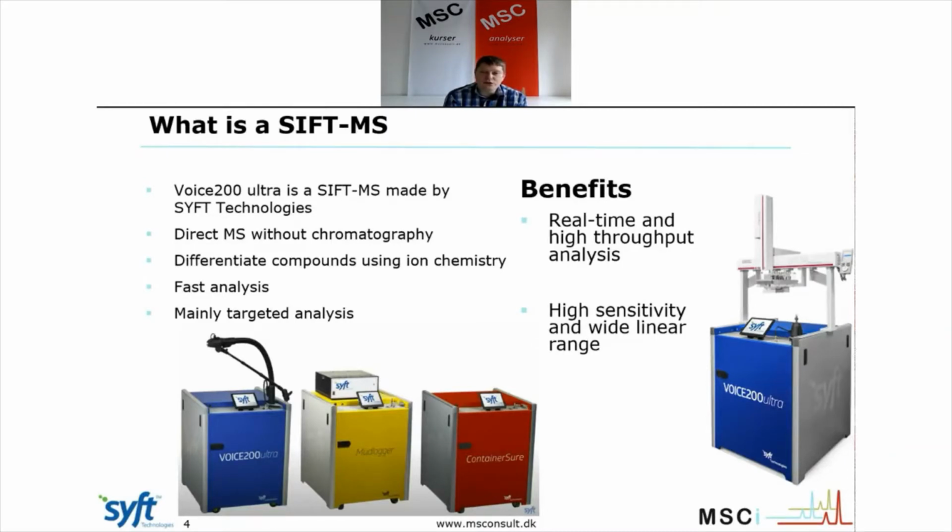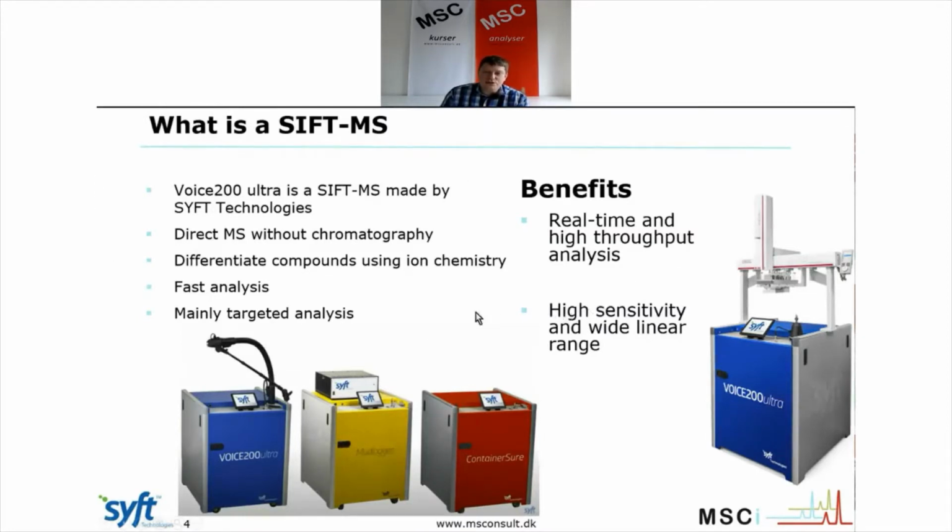The usual challenge when you have direct mass spectrometry is how to differentiate different compounds, because there are a lot of isobaric compounds. The way you do it with a Syft-MS is by using ion chemistry. The major benefit of a Syft-MS is that you have really fast analysis, and it's really good for targeted analysis because you can set up your method so it measures for that.